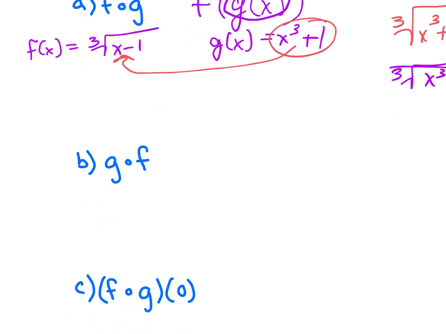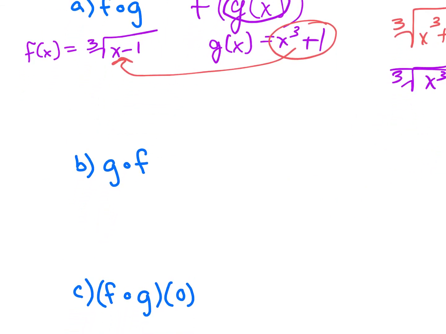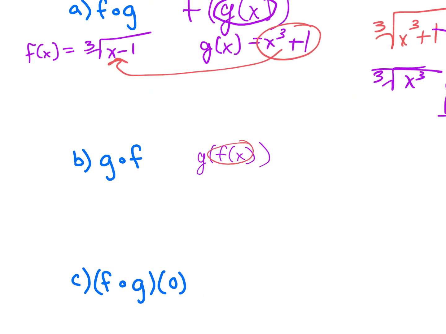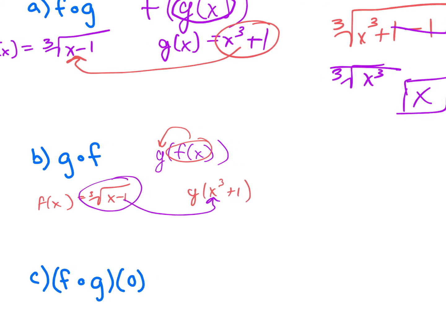All right, what does this second question say? g of f of x. So this is the exact same concept, but instead of taking the g and putting it in the f, I'm taking the f and putting it in the g. So again, I'm going to write it out. Cube root x minus 1. My g function is x cubed plus 1. So I'm taking the f and plugging it in right there, right? So I have the cube root of x minus 1 cubed plus 1.